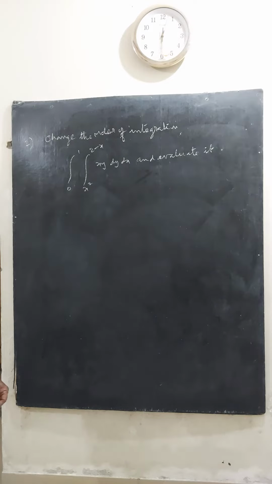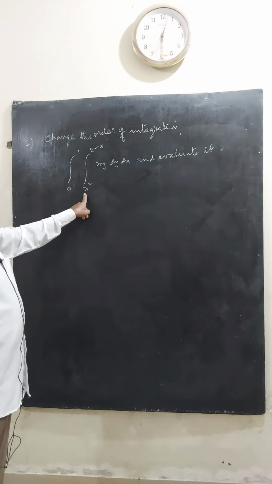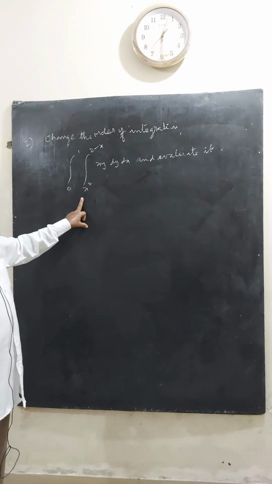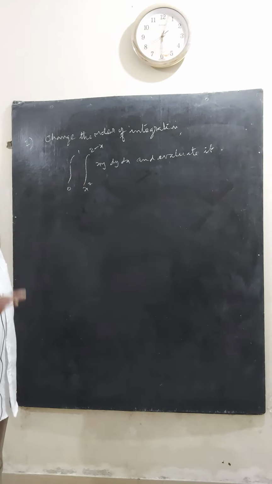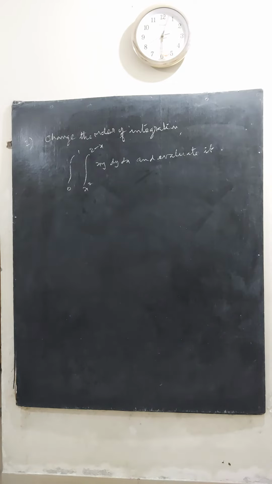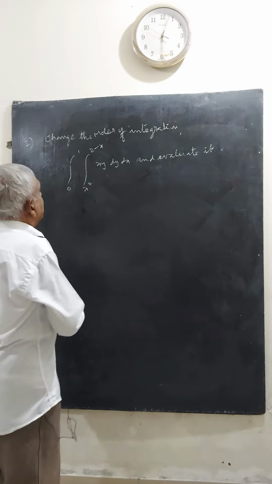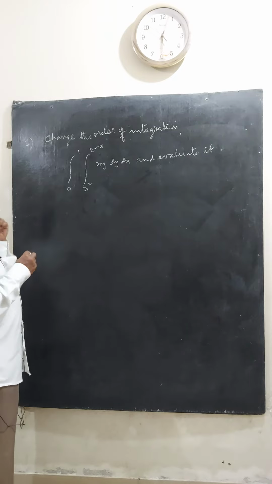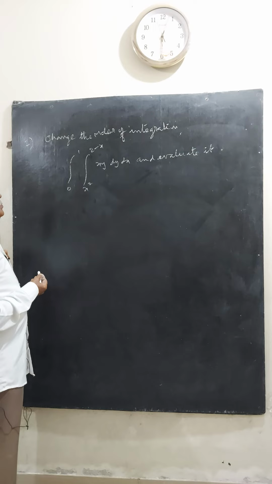In the previous part, we have seen 0 to a, x squared by a to 2a minus x. Now just without a, a is 1 here. The same sum, the difference is a is 1. See, first we have to draw the diagram. Then only we can change the order.